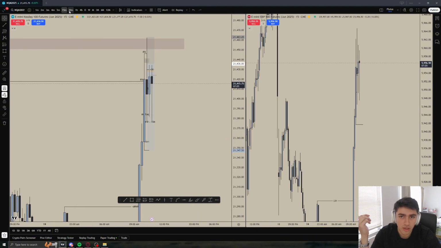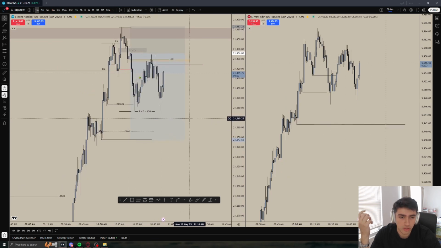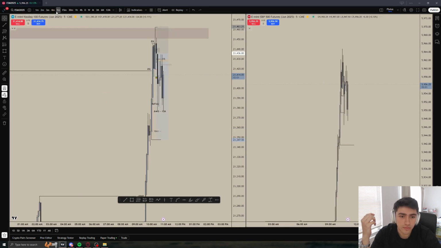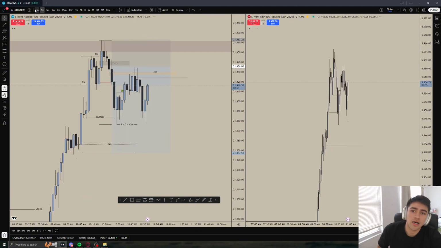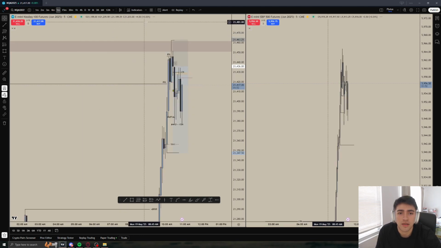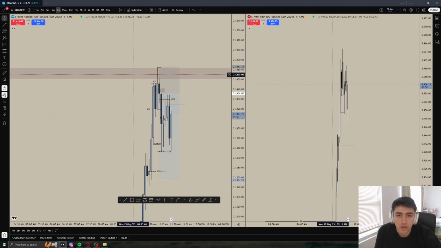I'm targeting the low. Again, that is still my drawn liquidity, this low, but again, I'm looking to target this right here. That's why I was at first, but obviously it's not getting hit. So yeah, again, 5-minute sweep, close back in the range.